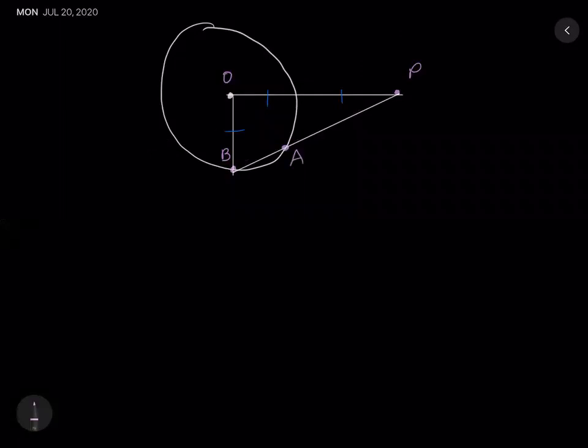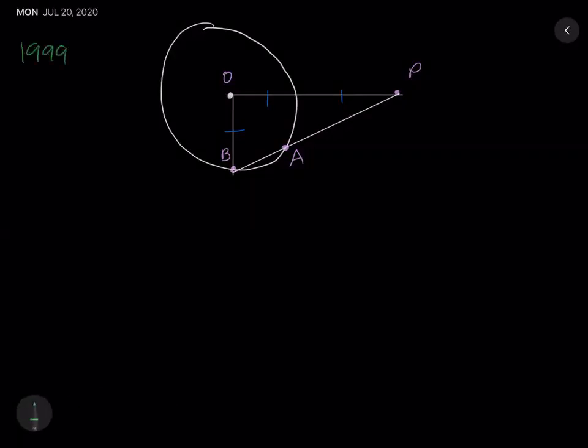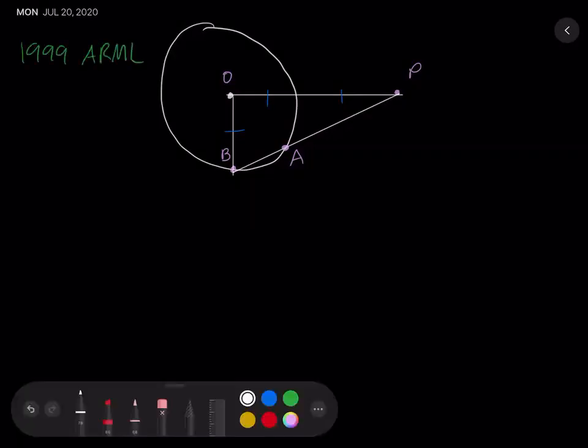So the question is, what is PA over AB? If you're wondering what the source of the question is, it's from 1999 ARML. So we want to find PA over AB.